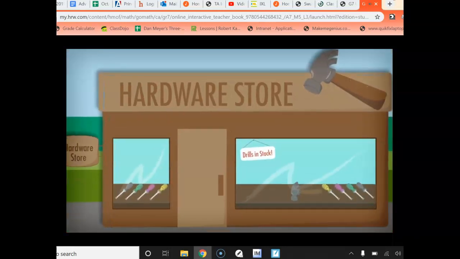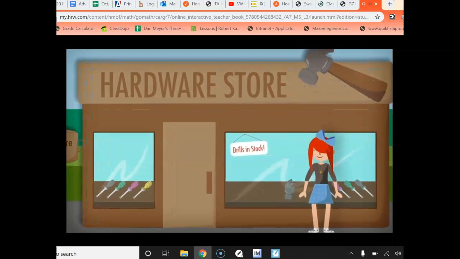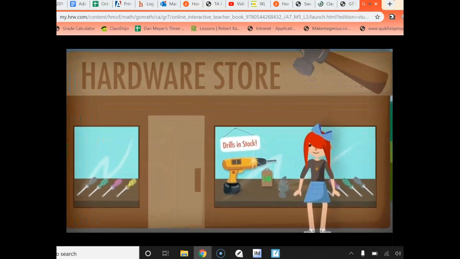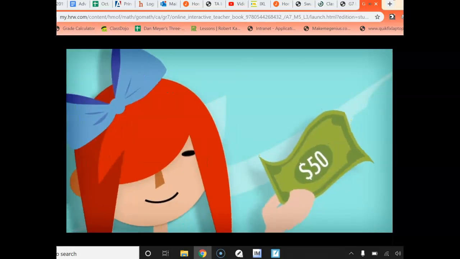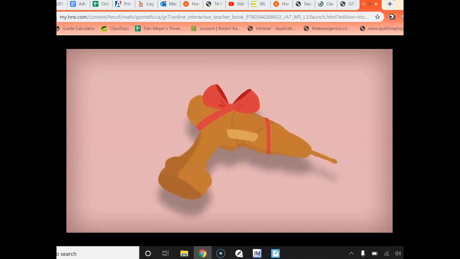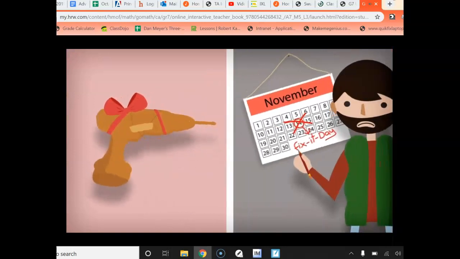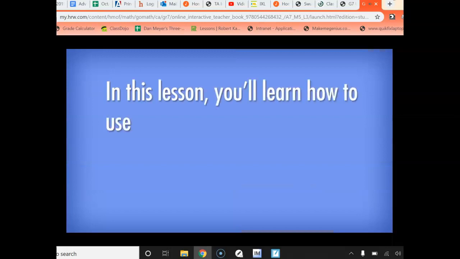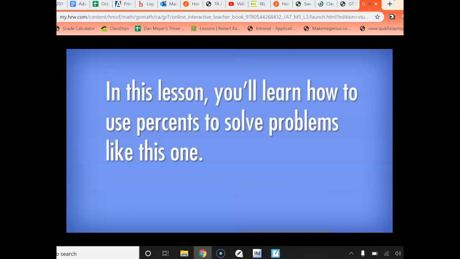At the hardware store, she picks up a drill and looks at the price tag. $48. Not bad. Imogen has $50, so she goes to pay for the drill. But she's forgotten about the 5% sales tax. Does Imogen have enough money to buy the drill, or will her dad's Fix-It Day have to be canceled? In this lesson, you'll learn how to use percents to solve problems like this one.